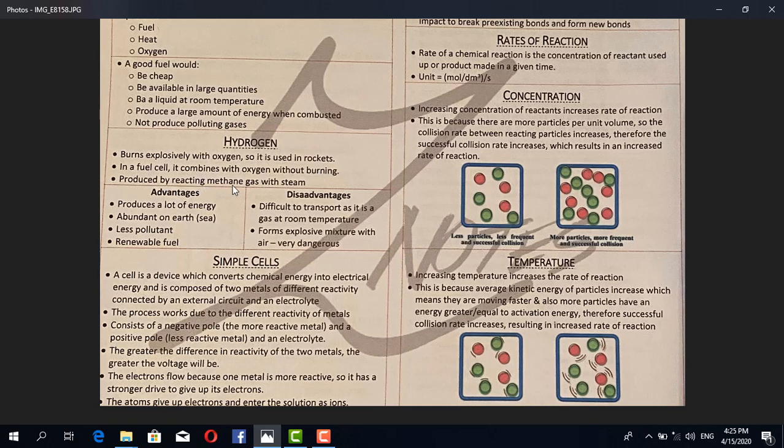The advantages and disadvantages of hydrogen. The good things, which are the advantages: it produces a lot of energy, it is abundant on Earth, practically in the sea, and it is a less polluting and renewable fuel. That means you can always find it, it never runs out. Meanwhile, the disadvantage, the bad thing about it, is that it's difficult to transport, as it's a gas at room temperature, and forms an explosive mixture with air, so it's practically very dangerous.